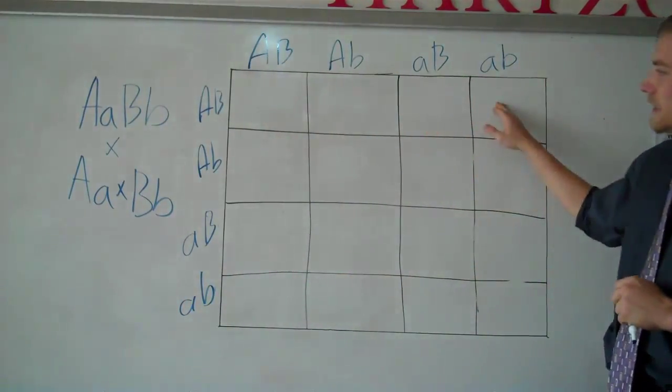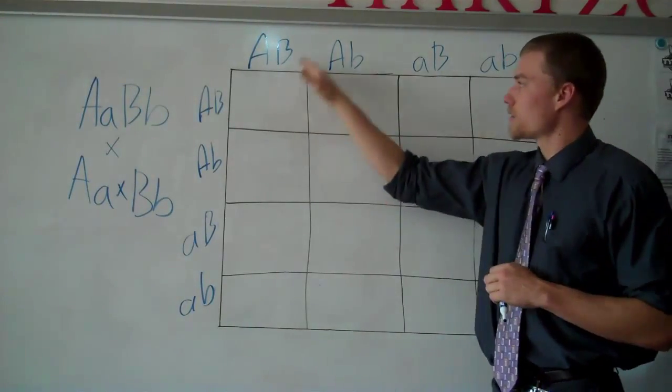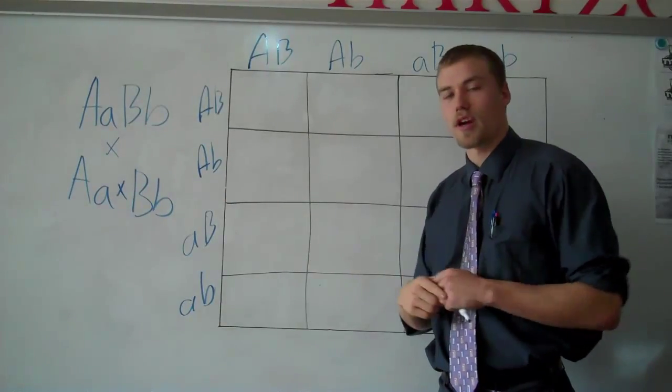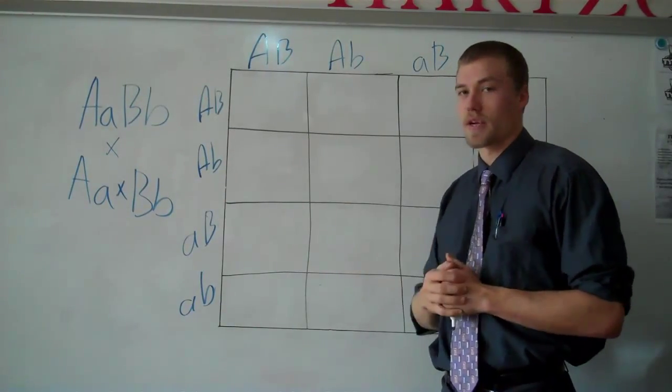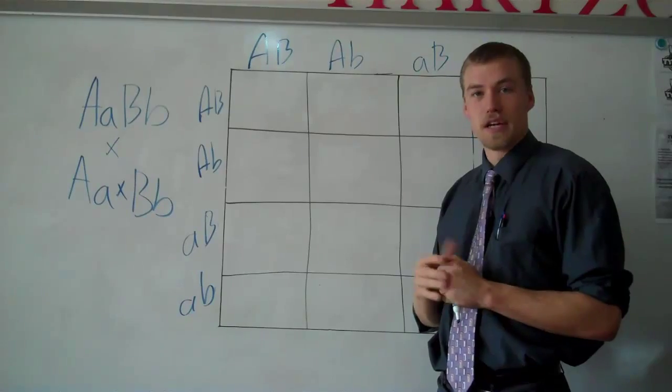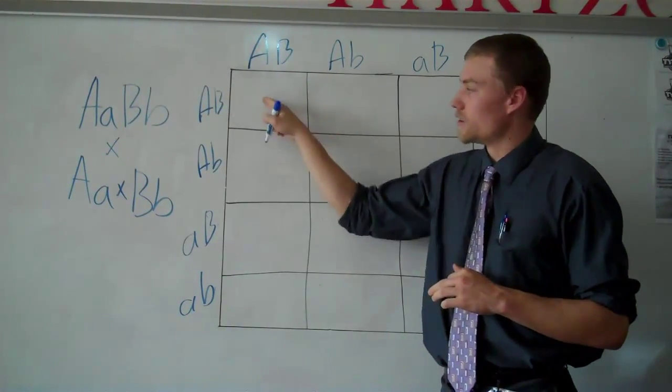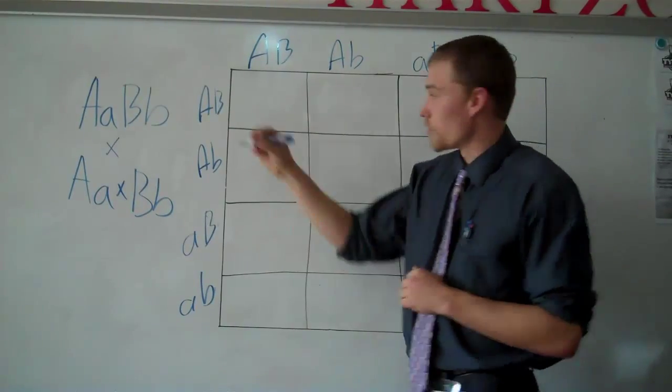All right, so we've got our alleles segregated out. Each of these again represents a gamete. Now we just need to figure out what types of offspring we can have, and that's going to be the exact same as any of your normal Punnett squares. You're just going to bring your alleles down and find out what kind of offspring we can produce.